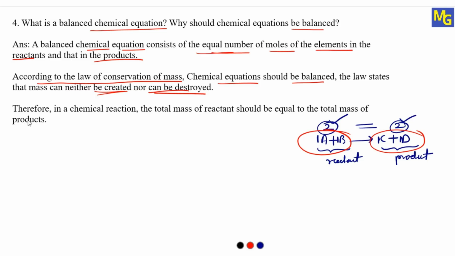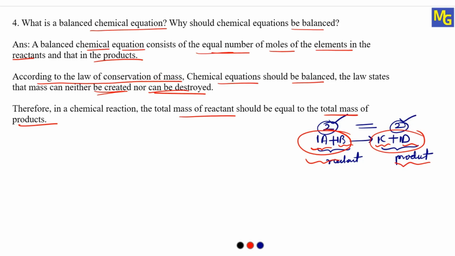Because of this law, in a chemical reaction the total mass of the reactants should be equal to the total mass of the products. Nothing will get wasted. Everything will convert from one form to another. So here A is one chemical which may have converted into C or D. B is one chemical which may have converted into C or D, or C and D may be mixtures of these both. But no little amount of reactant or product will get wasted. So this is about question number 4.